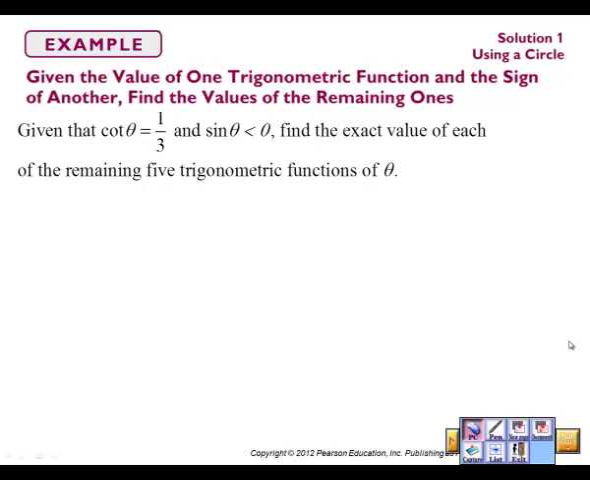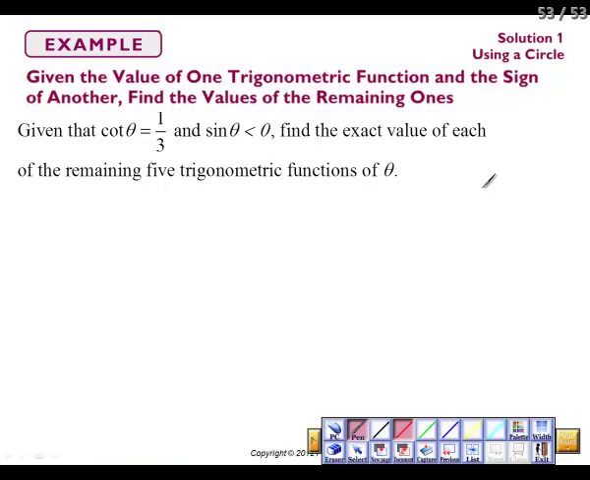Okay, here we're given cotangent is 1/3, and sine theta is negative. Alright, well, if we're looking at the unit circle, we know that tangent and cotangent are positive in quadrant 1 or quadrant 3, because cotangent is cosine over sine, and negative over negative is a positive.